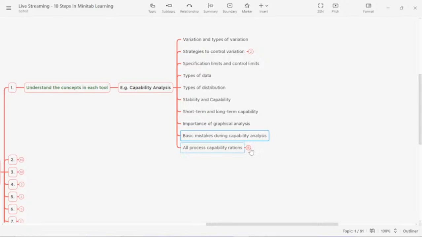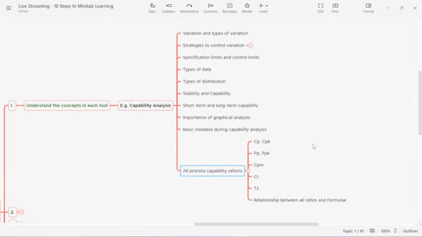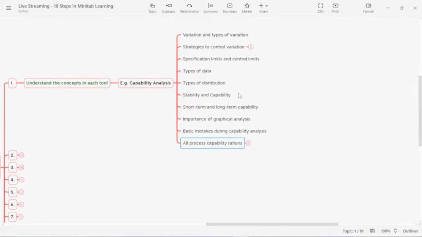And at the end, you must know the different process capability ratios. For example, there are not only Cp and Cpk or Pp and Ppk; there are other important capability ratios as well. We must know what Cpm is, what the capability ratio CR is, and Z, and what the relationship between all the ratios is, and what their formulas are. So these are the basic concepts that we must know before even starting to learn Minitab. This is a very important thing. Is the first step clear to everyone? Before starting the learning of Minitab, we must understand the different concepts in that tool.